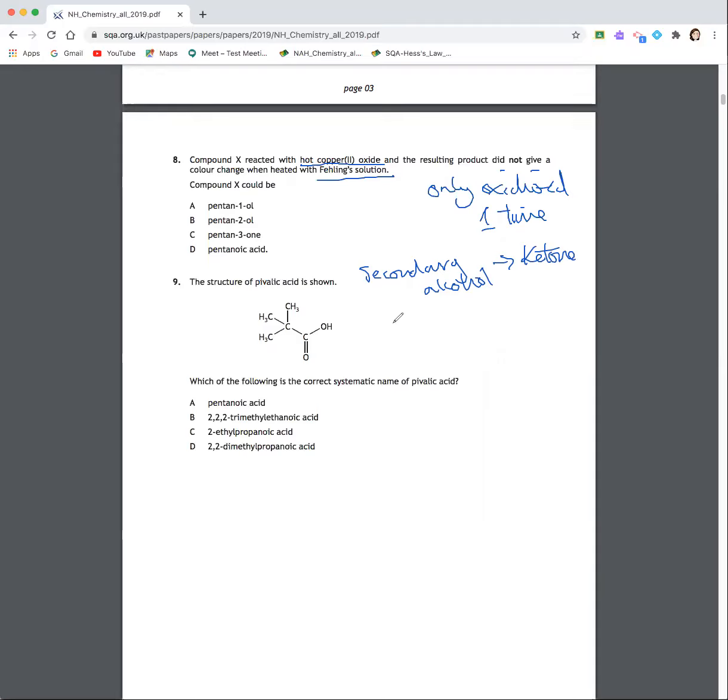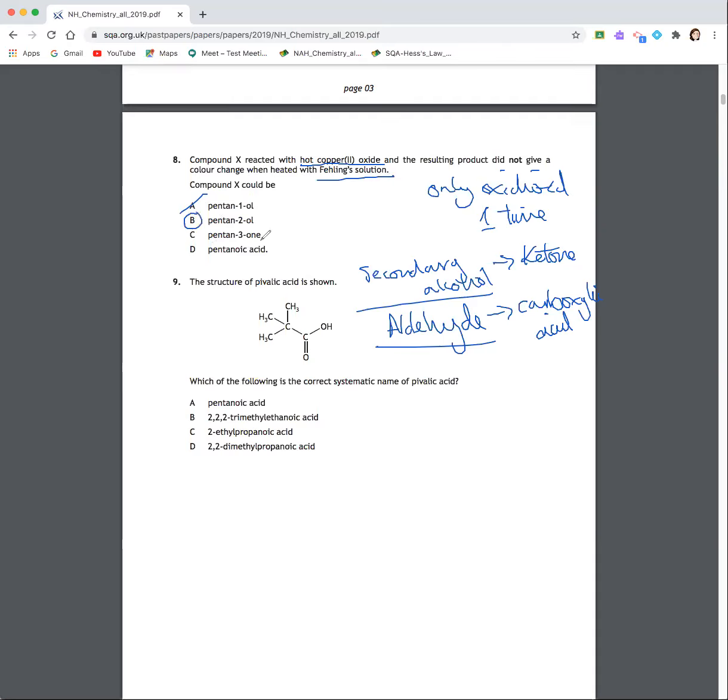Or you could be oxidizing an aldehyde, because an aldehyde will be oxidized to carboxylic acid. Okay, so we're really looking for a secondary alcohol or an aldehyde. So A is a primary alcohol, and you can tell that because it's a 1-ol, so the hydroxyl's at the end of the chain. So A is not the answer, because that could be oxidized twice. Primary alcohols will go from a primary alcohol to an aldehyde and then to carboxylic acid. Pentan 2-ol, that's a secondary alcohol, so that's probably our answer.